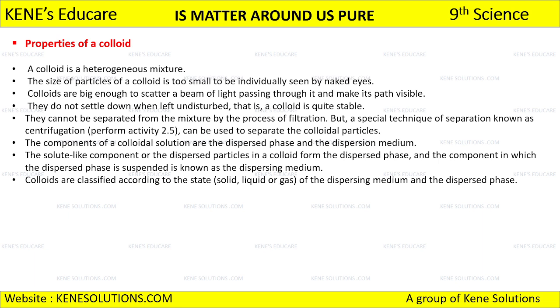The particles of colloid are too small to be individually seen by the naked eye, but these colloids are big enough to scatter a beam of light passing through it and make its path visible. Okay, when it comes to the size of the particle, the size is very small, but colloids are big enough to scatter the beam of light that passes through it and make the light path visible for us.